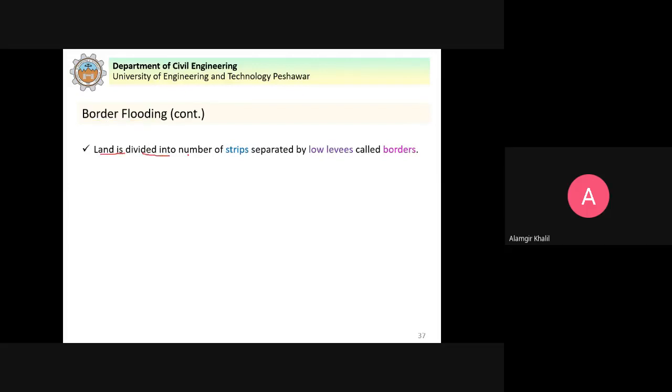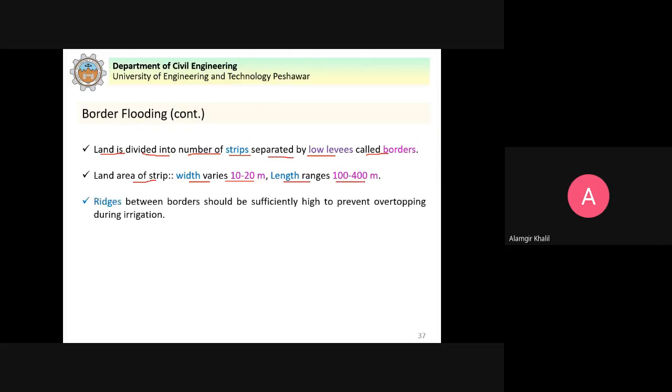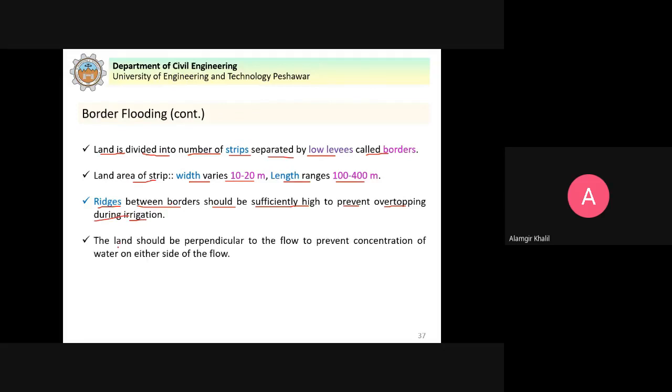Land is divided into a number of strips separated by low levees called borders. The strip width varies from 10 to 20 meters and length ranges from 100 to 400 meters. Ridges between the borders should be sufficiently high to prevent overtopping during irrigation. The land should be level perpendicular to the flow to prevent concentration of water on either side, so that the water uniformly flows over the strip and does not concentrate on either side of the border.